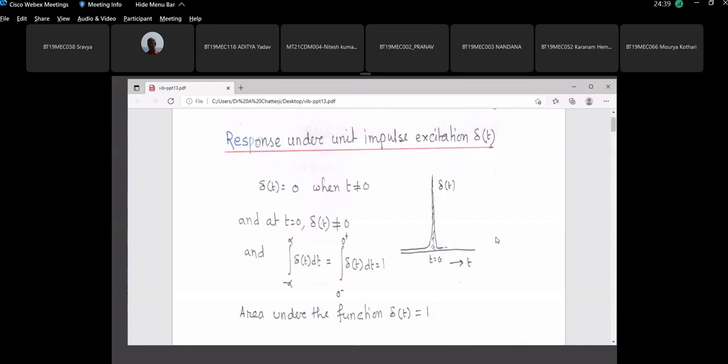We are not calling it force excitation. Be careful. So far, we have used two nomenclatures: force excitation, and support excitation or motion excitation. For vehicles, the excitation is not in the form of force. Excitation is in the form of a motion. We call it support excitation or motion excitation. Today, we are using a new term, impulse excitation.